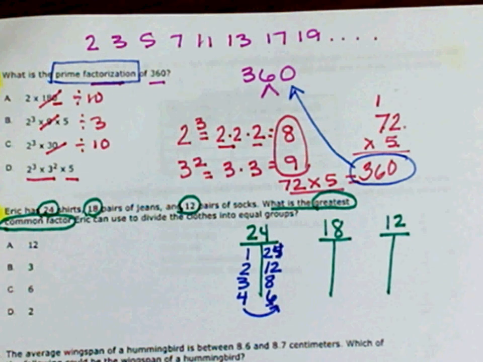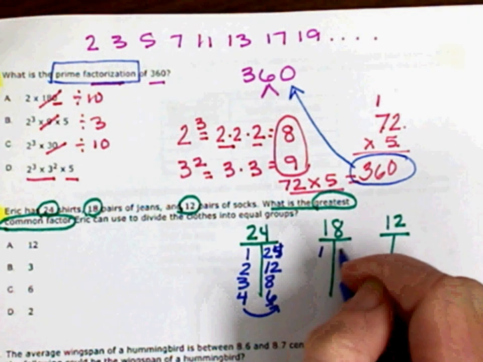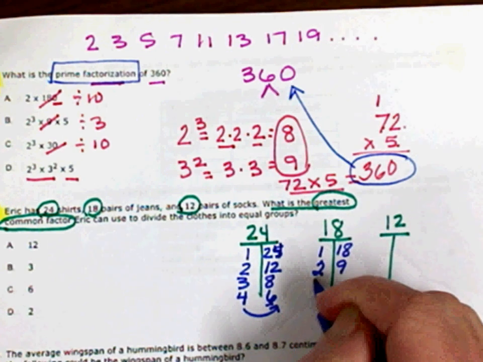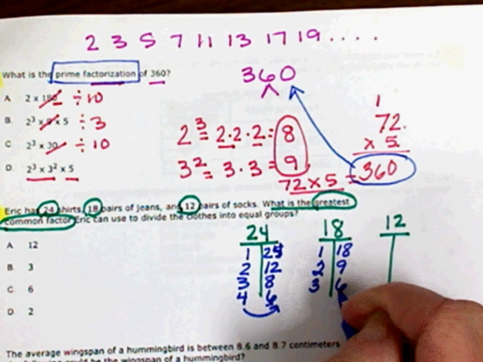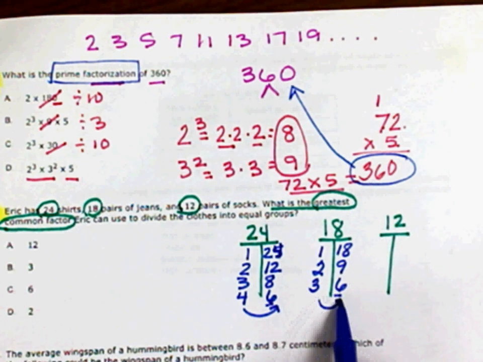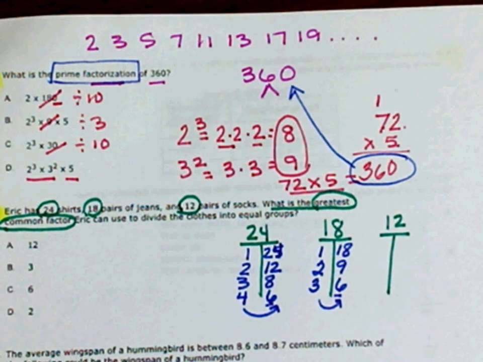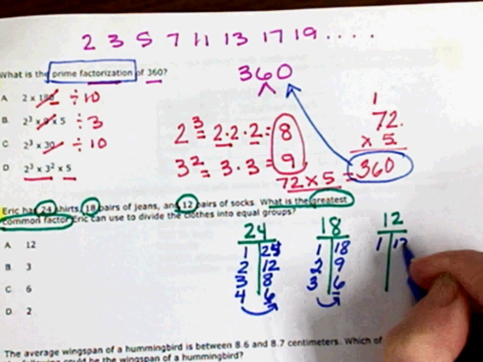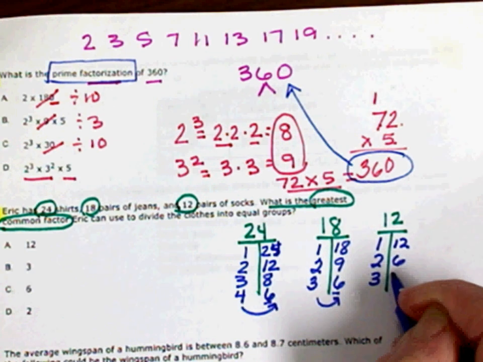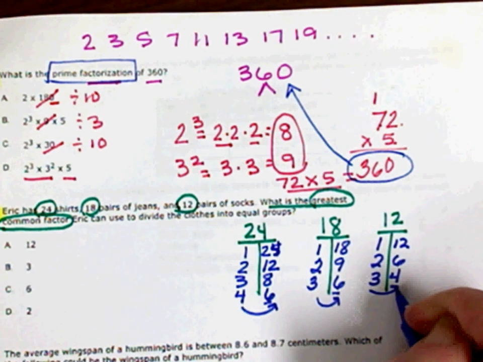Do 18 the same way. 1 times 18, 2 times 9, 3 times 6. Can I multiply 4 by anything? No. 5 by anything? No. 6, and I move to the other side, so I should be finished. 1 times 12, 2 times 6, 3 times 4. Ooh, consecutive. I went all the way over to the 4, so I'm finished.